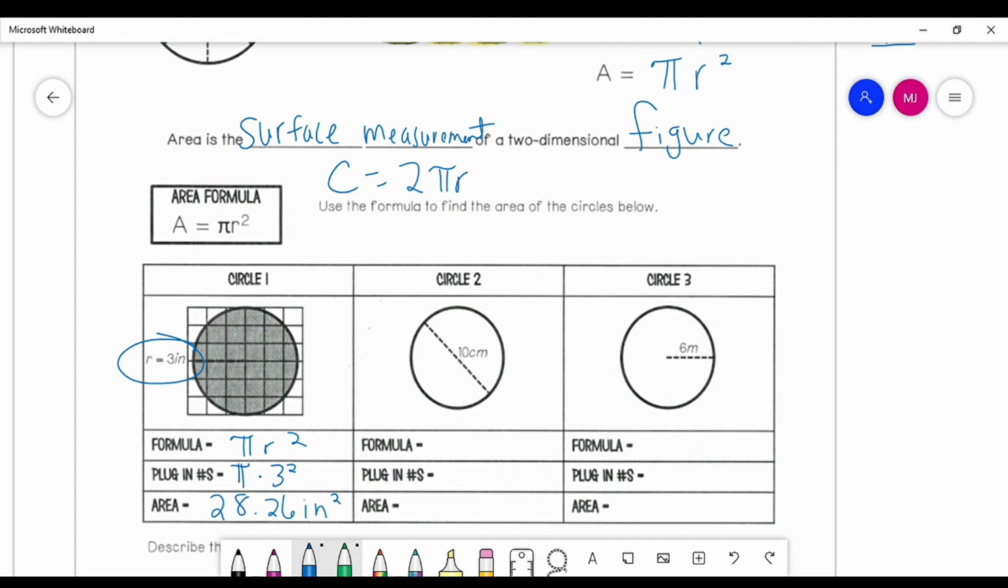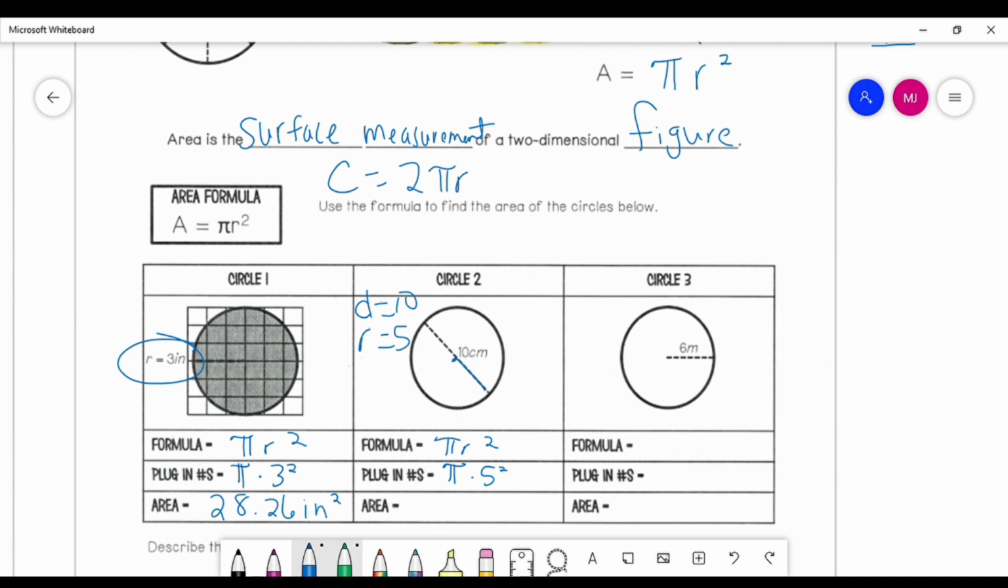Looking at circle 2. Notice that we were given 10 centimeters. Is that radius or diameter? That's the diameter. If it's all the way across, it's diameter. So diameter is 10, so what's the radius? 5. Half of it. Remember, radius is half. So formula again, pi r squared. So pi times 5 squared.